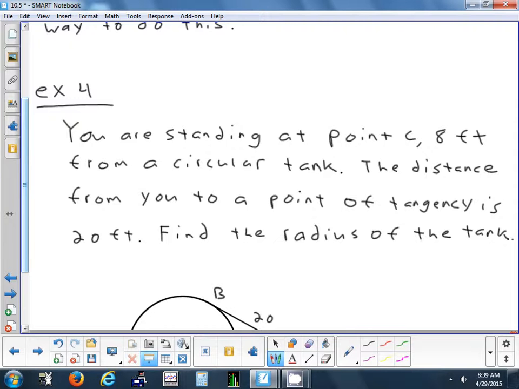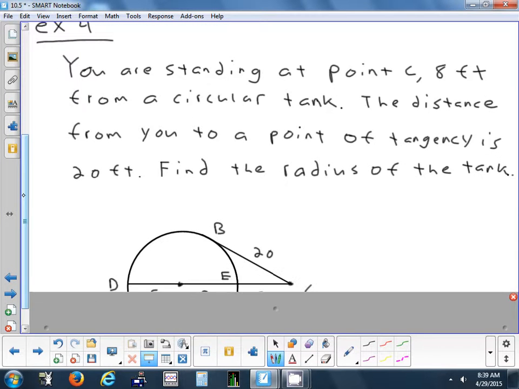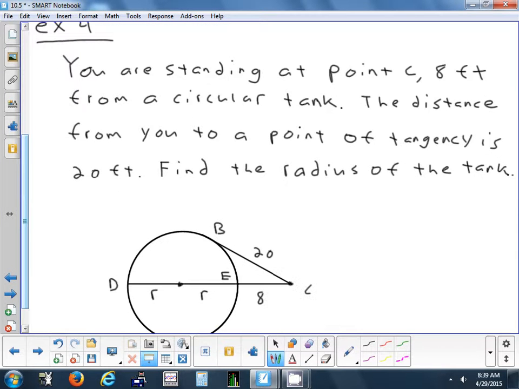Okay, in this example, you're standing at point C, which is 8 feet away from a circular silo. The distance from where you're standing to a point of tangency is 20 feet. They want you to find how big the tank is.